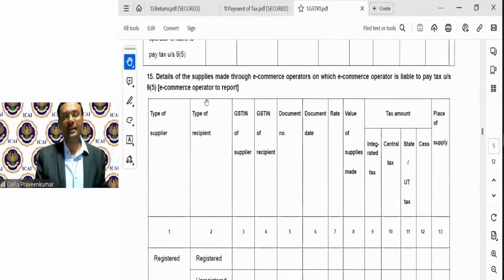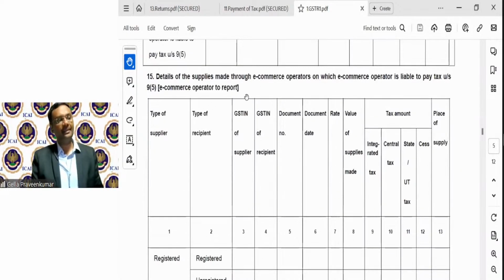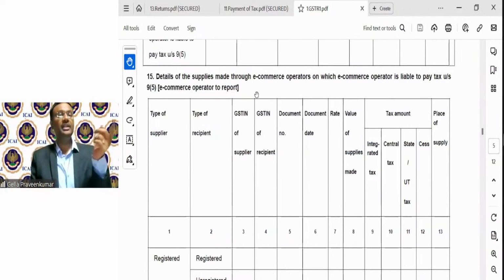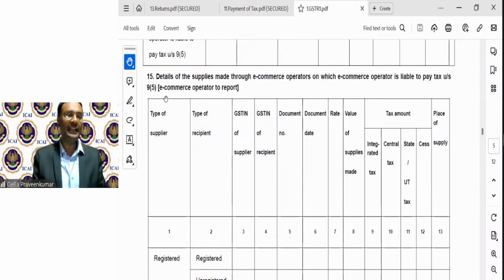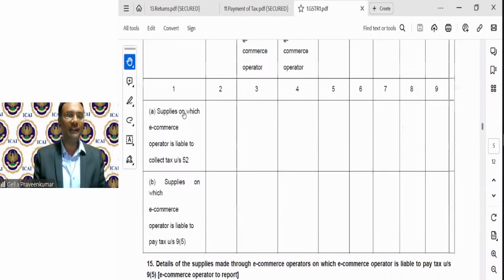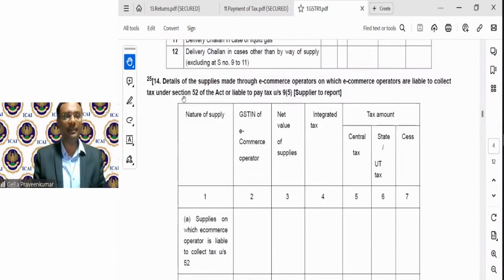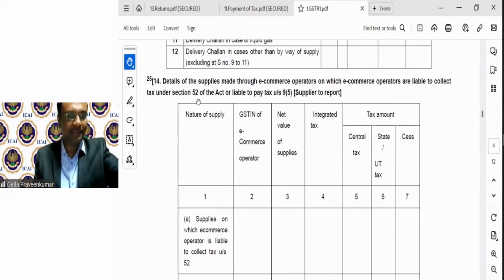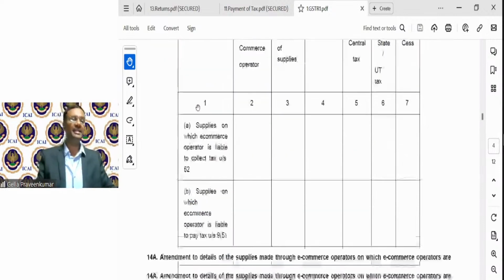Table number 15 will be done by e-commerce operator. For example, when Viraj does the supplies through Swiggy or Zomato, Swiggy or Zomato will fill the data in table number 15. However, Viraj will supply the data in table number 14. Please keep in mind, life is full of reconciliations. GST, life is full of reconciliations.